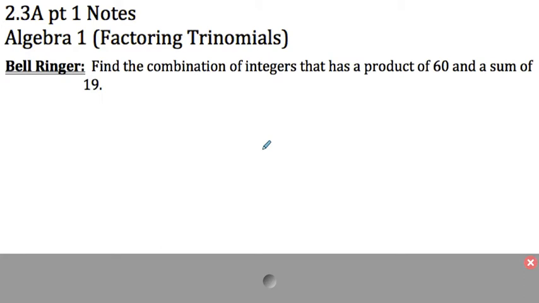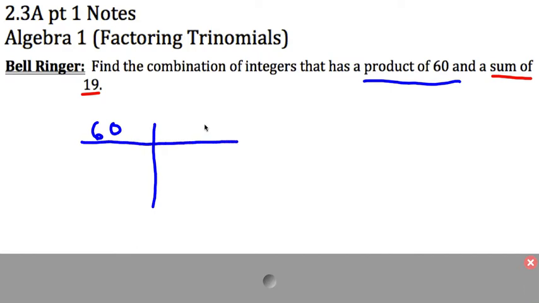So what we want to do is look at our bell ringer here: find a combination of integers that has a product of 60, so they multiply to give us 60, and they have a sum, meaning they add to 19. I like making up tables, and you'll see in our problems here we'll make up tables. So product, they're going to multiply to give us 60, and then add to give us 19.